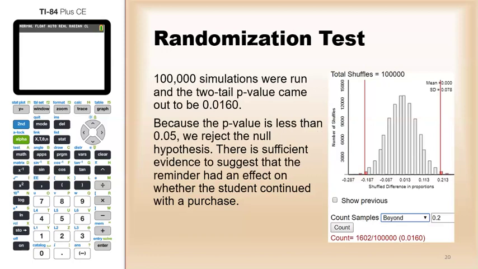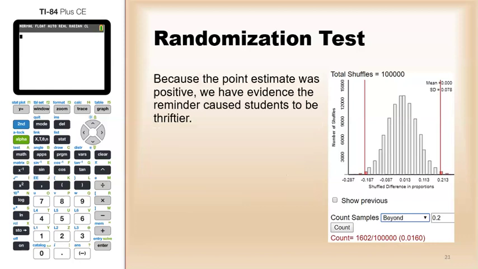Let's imagine I ran 100,000 simulations on this, and I found a two-tailed p-value of about 1.6%. Because this is a lot less than 5%, we would reject the null hypothesis. There is sufficient evidence to suggest that the reminder had an effect on whether or not the student continued with the purchase. Now, because the point estimate was positive, we have evidence that the reminder caused students to be thriftier.